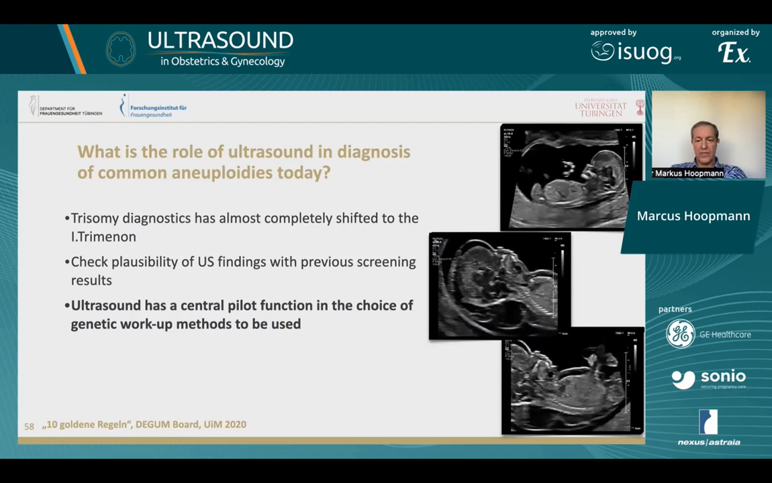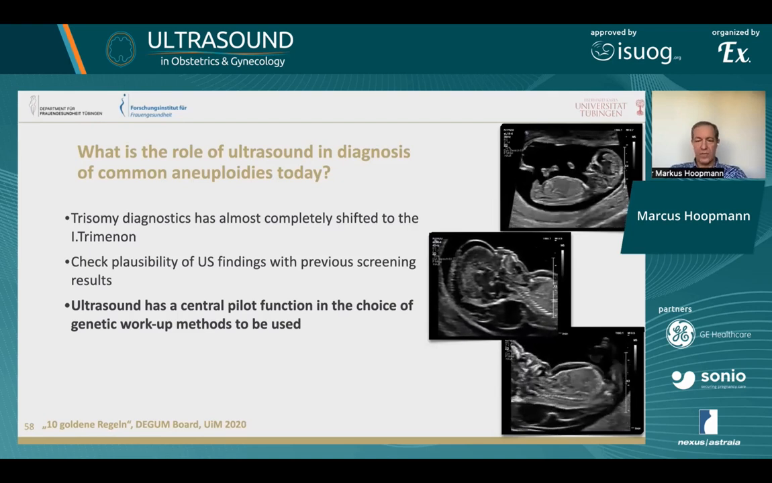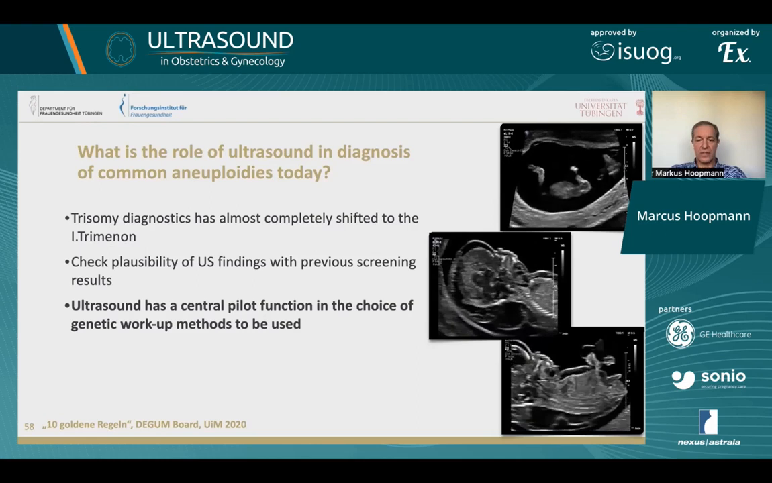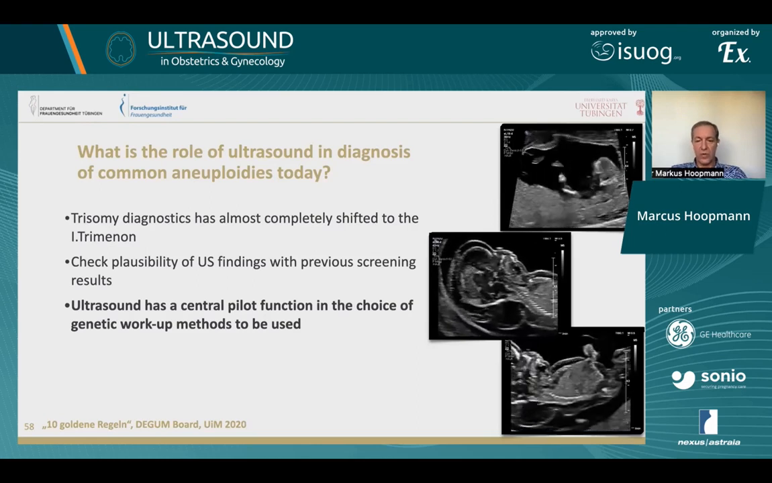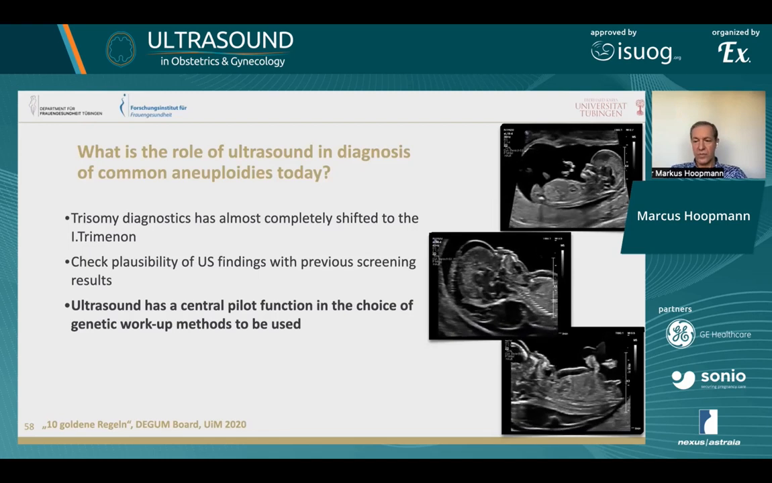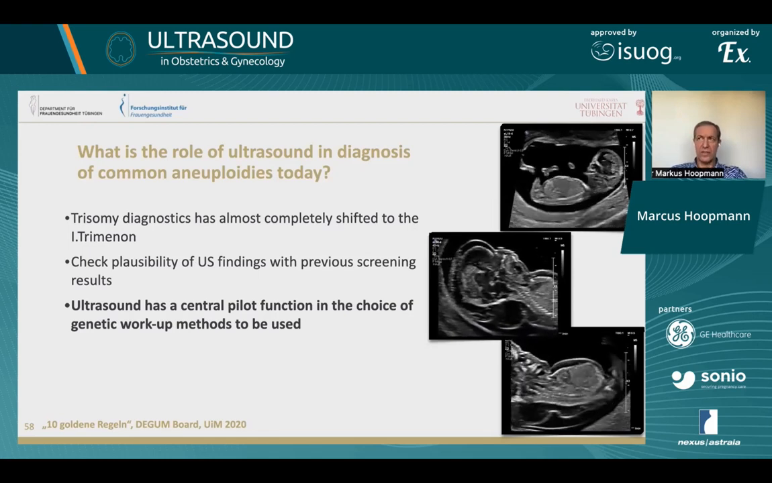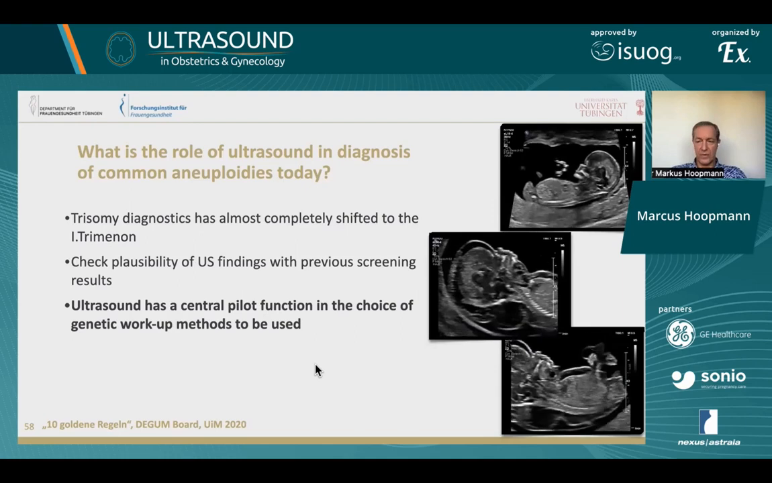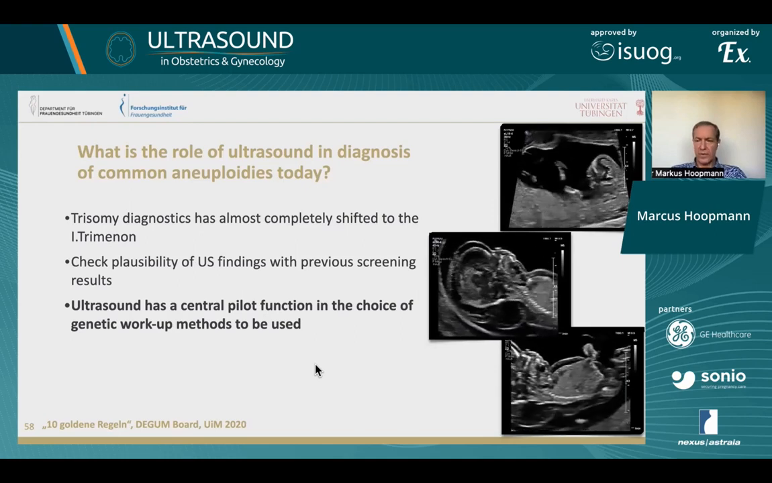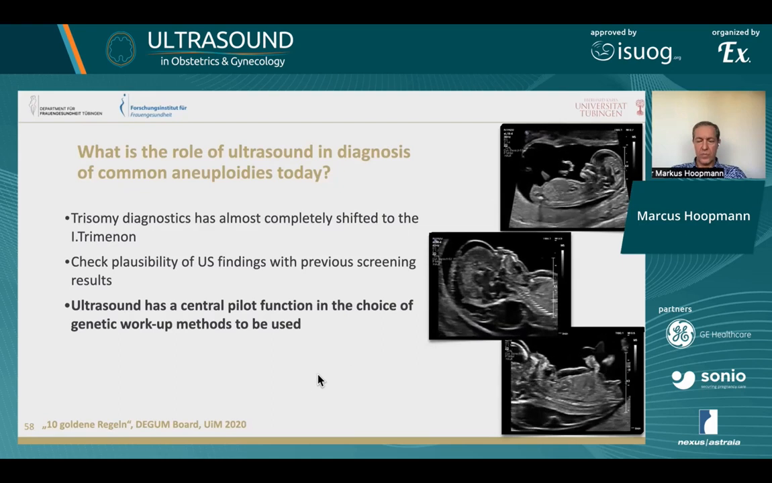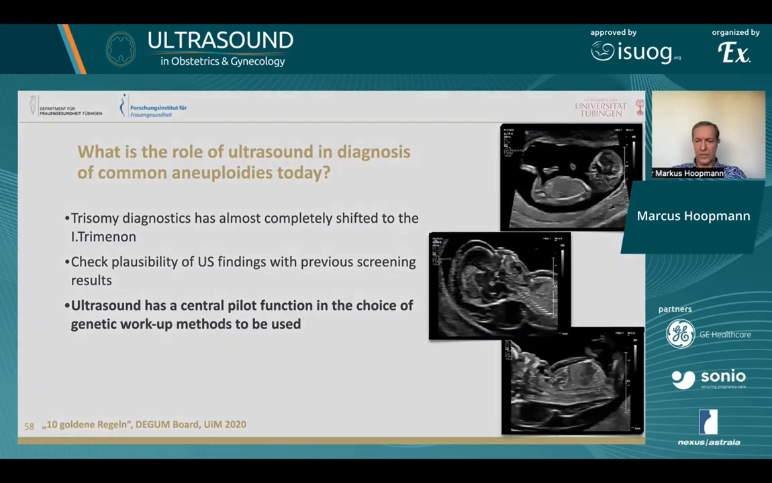And when you find malformations, you have to think about what is the genetic workup. And ultrasound has a central pilot function in the choice of your genetic workup methods, which should be used. And when it looks like a trisomy, then you have to test a trisomy. And I hope I could give you an overview over the common chromosomal aberrations. And thanks for your attention.